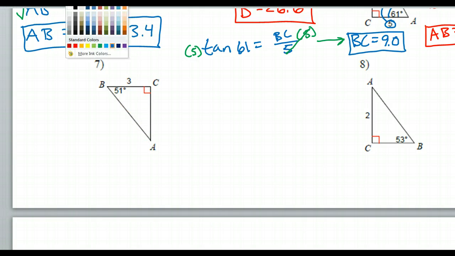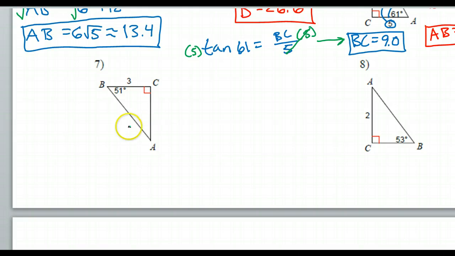So for number 7, we need to find an angle and two sides. Let's start with the angle. All right, that's just going to be 90 minus 51. I feel like we just did this. So angle A is 39 degrees.